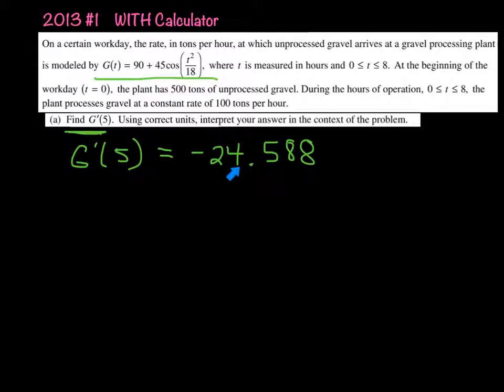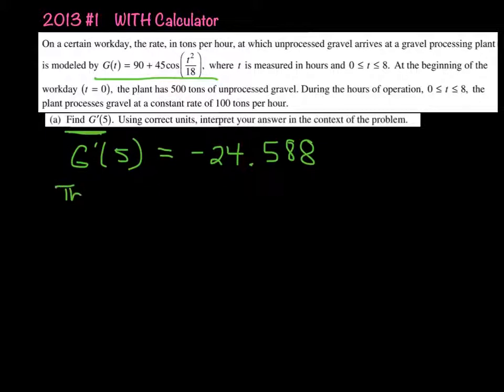Well, by 24.588. And then what are my units here? Tons per hour, but because I took the derivative, it's per hour squared, or tons per hour per hour. So usually we say tons per hour squared.